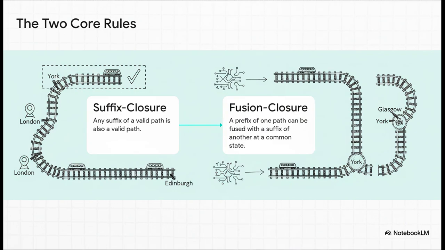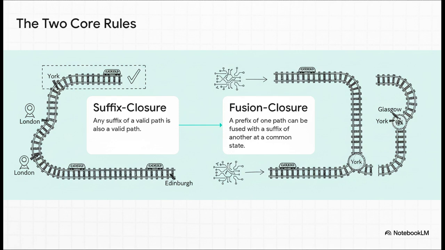And this timetable operates on two really simple, common-sense principles. First up is suffix closure. All this means is that if the journey from London to Edinburgh is on the timetable, then the shorter trip from, say, York to Edinburgh is also approved. Makes perfect sense, right? Second, you have fusion closure.